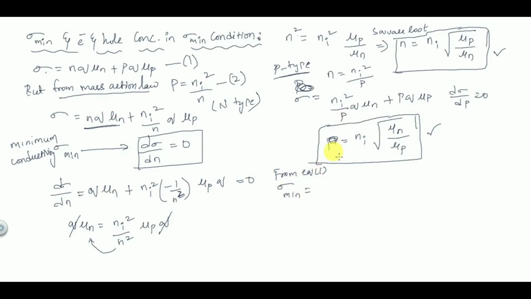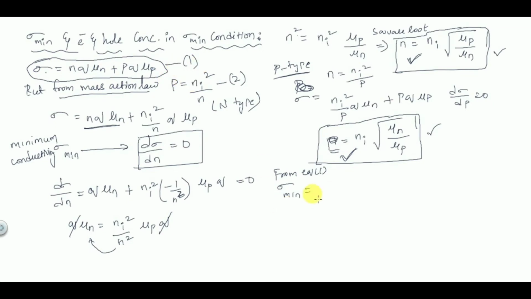So these are the concentrations of electrons and holes in the minimum conductivity condition. Now we are going to find the minimum conductivity formula by substituting these in equation 1.